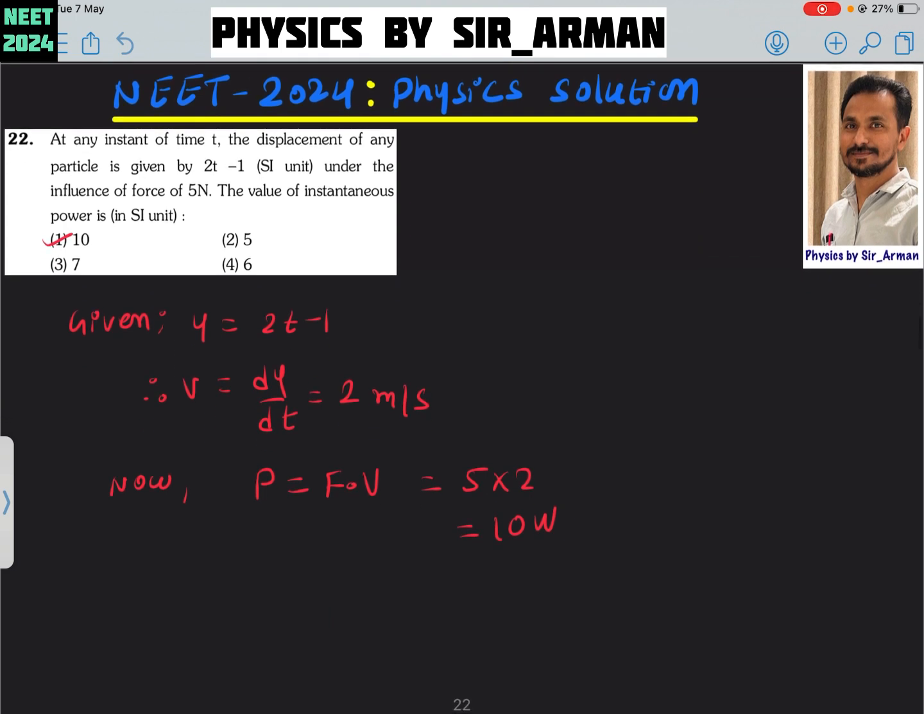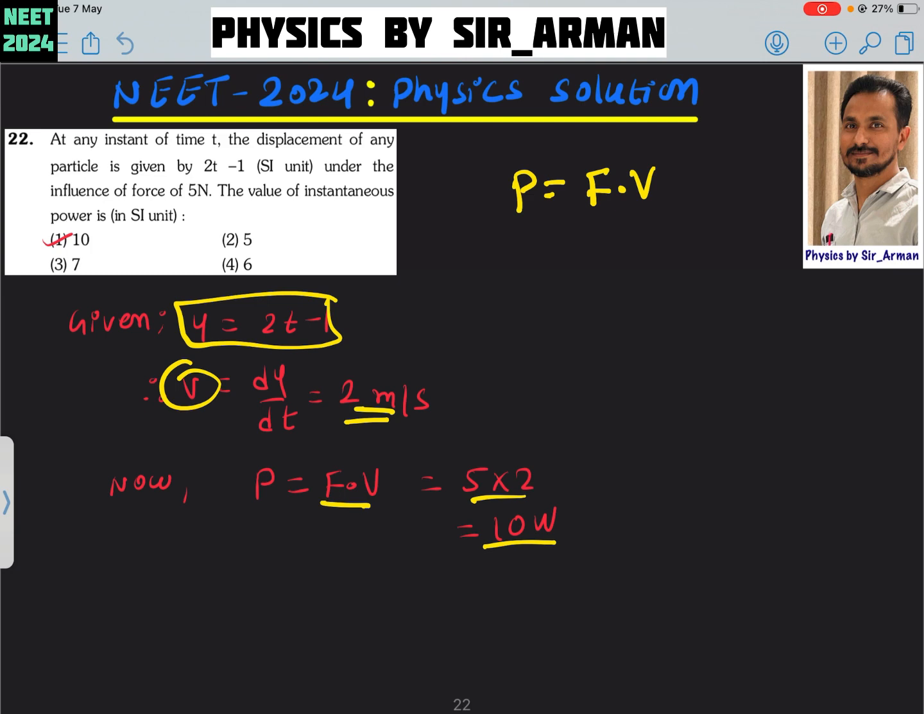Question number 22. At any instant of time, the displacement of any particle is given by 2t minus 1 under the influence of a force of 5 Newton. The value of instantaneous power is, see, whenever force and power are related, we can relate like this: power is equal to force into velocity. Now force is given as 5 and displacement is given. Whenever displacement is given, if you differentiate it, you will get velocity. So if you differentiate this term, you will get velocity as 2 meter per second. So the power will be force into velocity, 5 into 2 is 10 watt.